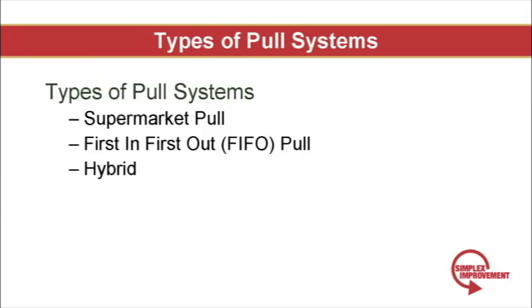So as you can see, all three models, supermarket, FIFO, and hybrid, meet the requirements of providing what is needed, when it is needed, and the exact amount needed. Therefore, the customer will observe all three models as being just in time.